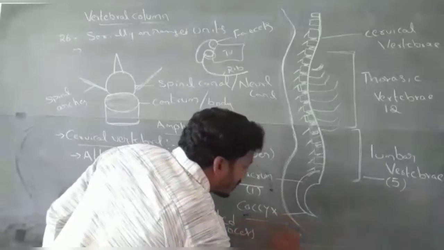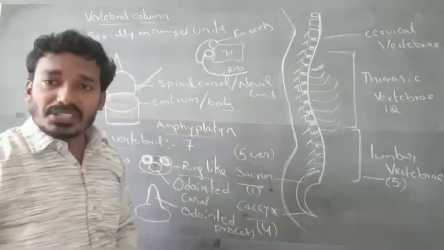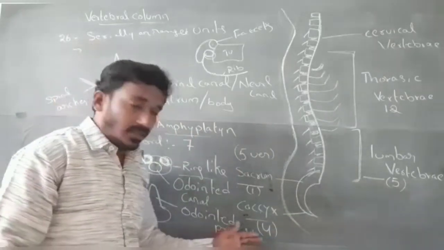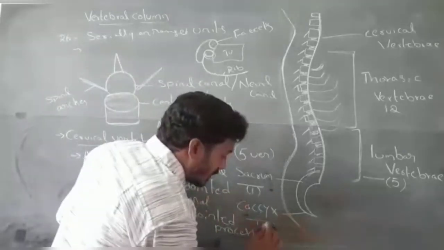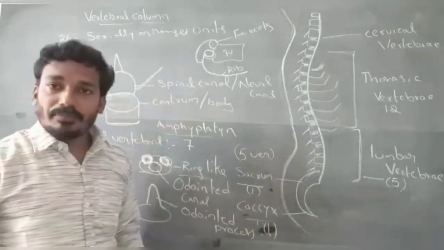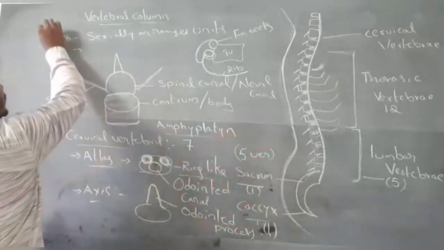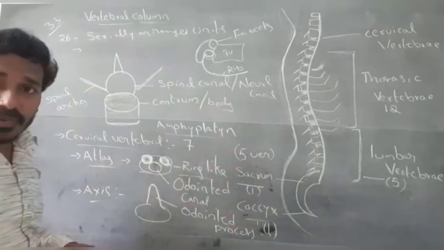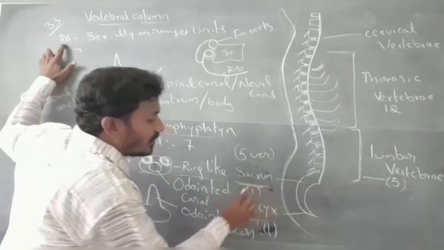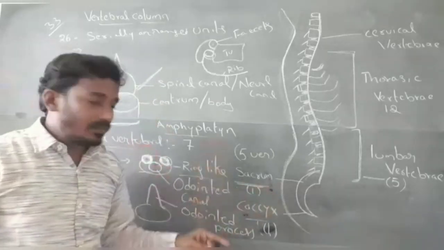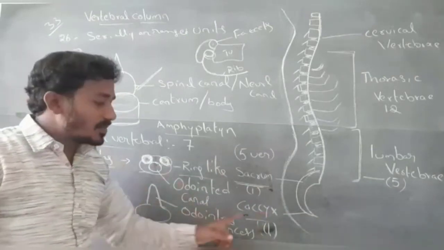Next, coccygeal vertebrae. There are 4 coccygeal vertebrae present in the embryonic stage. But in the adult, after birth, these 4 fuse to form a single coccyx. In total, in the embryonic stage, 33 vertebrae are present. But in the adult it has 26, because the 5 sacral vertebrae are fused into one sacrum, and the 4 coccygeal vertebrae fuse to form a single coccyx.